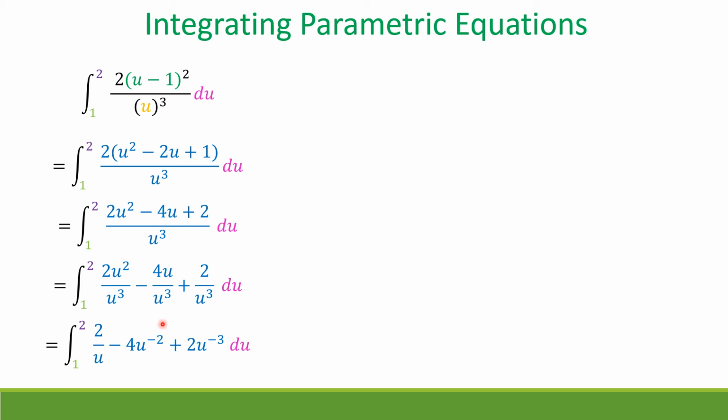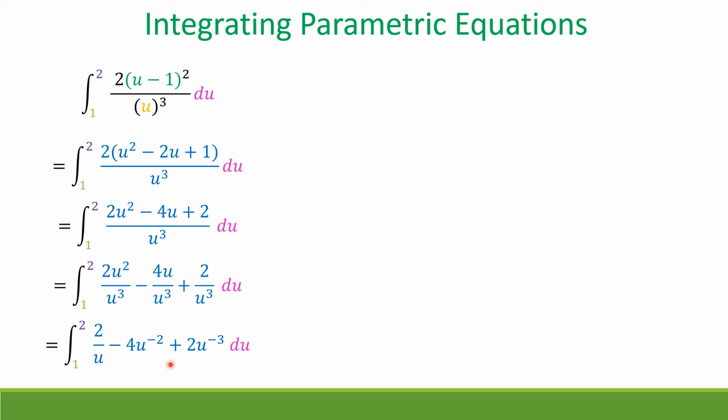So you can see these are the first two terms I've got written down here. So I've got 2 over u for the first term, minus 4u to the minus 2 for the second term. And then the last one is nice and easy to write as a power of negatives, gives you 2u to the minus 3. From here, I just need to integrate each of these terms. Now, the reason I've written this as 2 over u is because you should know that the integral of 1 over u is ln of u. So this is just 2 ln u.